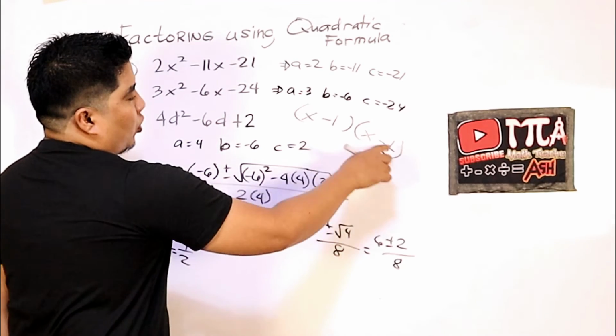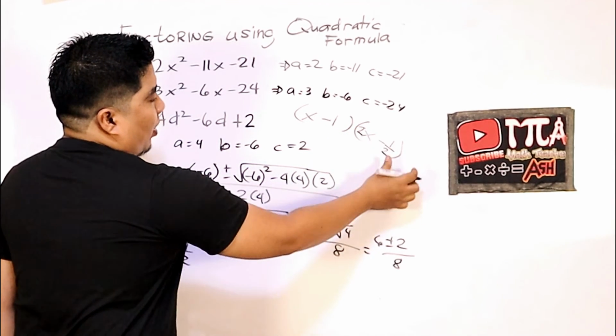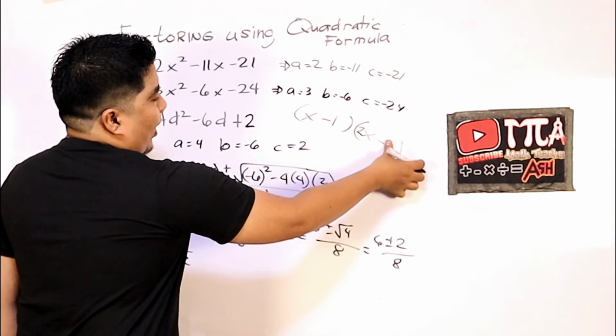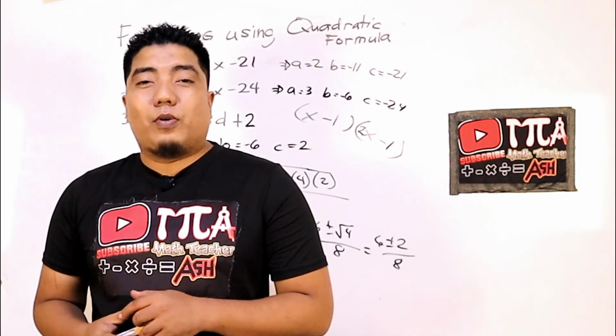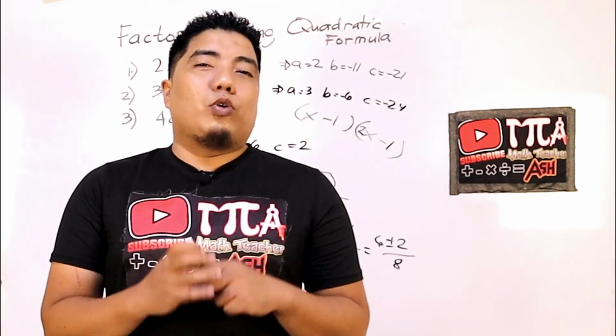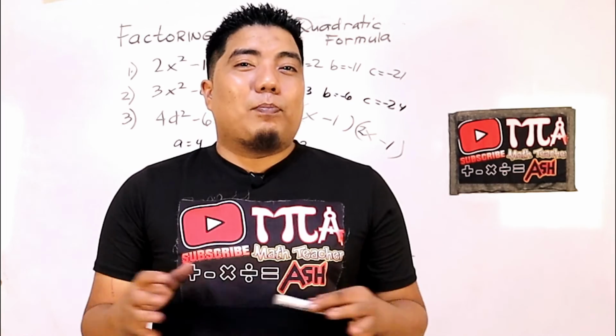However, this is a fraction, so we will be putting our 2 here, erasing this 1, and putting this as minus 1 only. So I hope, my dear math learners, you have learned a lot about how to use the quadratic formula in factoring polynomials.